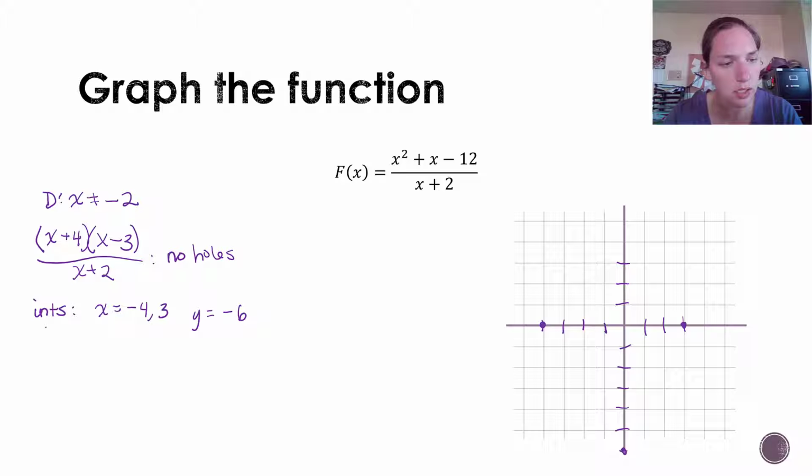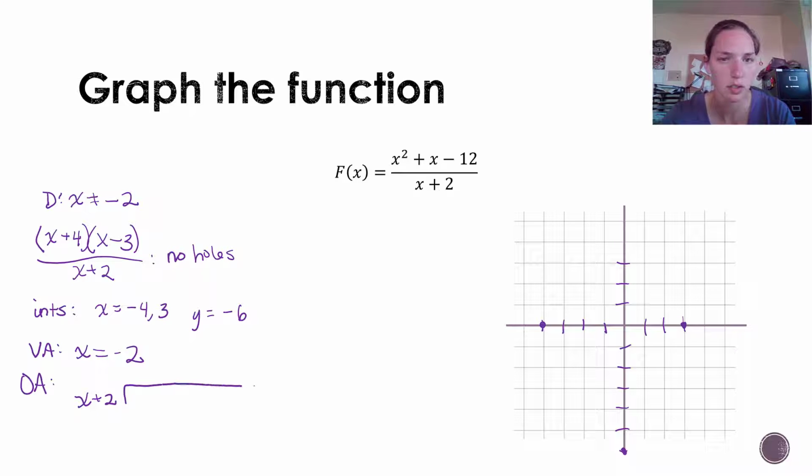Okay, and then we still need our asymptotes. So our VA is at x equals -2. Your VAs are always going to be anywhere that you don't have a hole and you can't have your domain. So -2 would be the only place here. And this case has an OA, right? The numerator is 1 higher degree than the denominator, so I do need to do long division. x plus 2 into x squared plus x minus 12. I need an x. x times x is x squared. x times 2 is 2x.